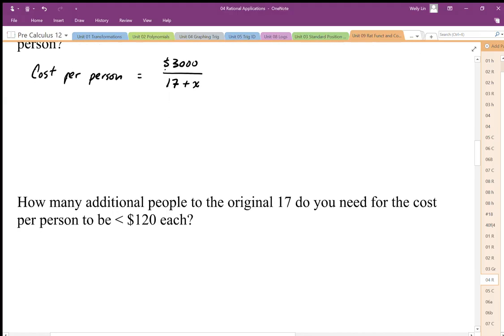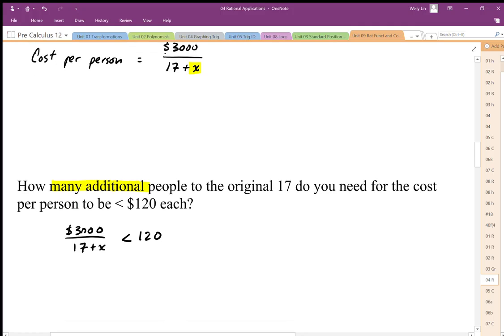So here we can come up with some relationship. It says how many additional people, so we're looking for that x, that's the additional people to the original 17, do you need for the cost per person to be less than $120 each. Okay, so we're going to write this expression, the cost per person, 3,000 over 17 plus x. That needs to be less than $120 per person. So now we have an inequality that we can solve.